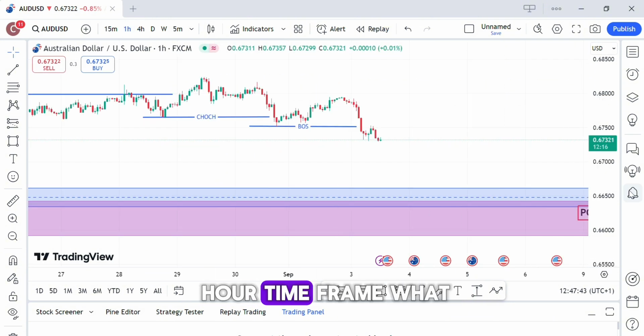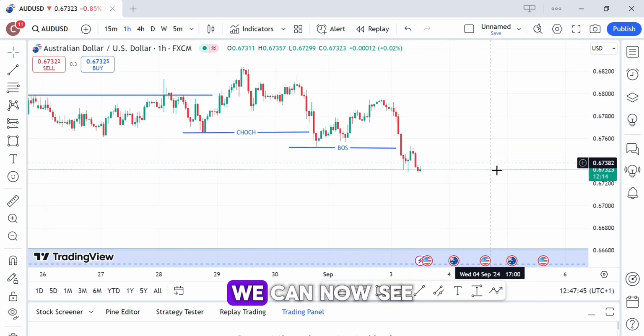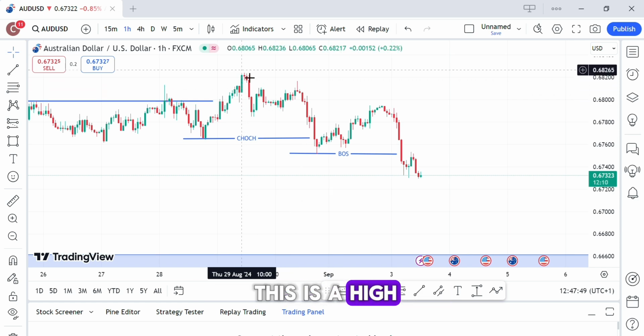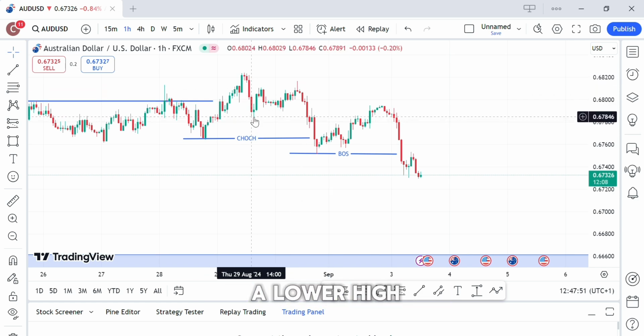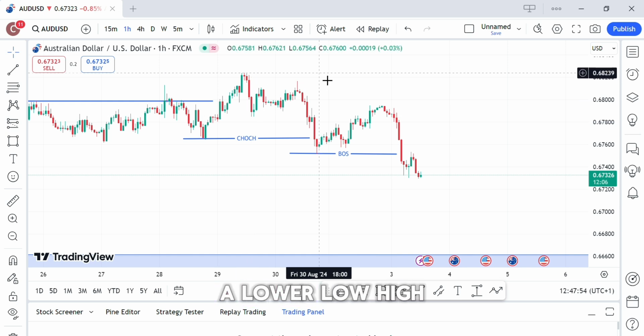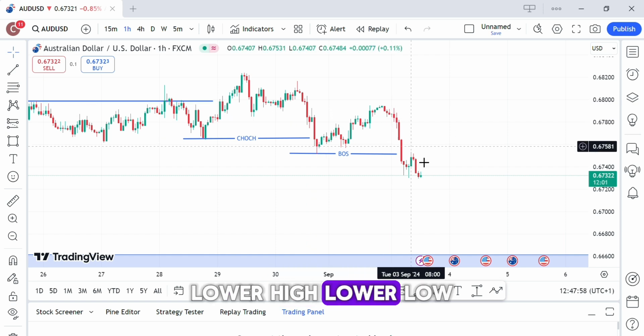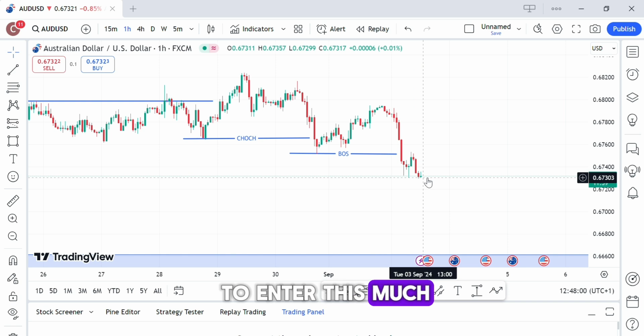So on the 1-hour time frame, what is the structure? We can now see on the 1-hour time frame that the market is creating a high, a lower high, a lower low, lower high, lower low, lower high, lower low. So if we want to enter this market, we're going to wait for a lower high.